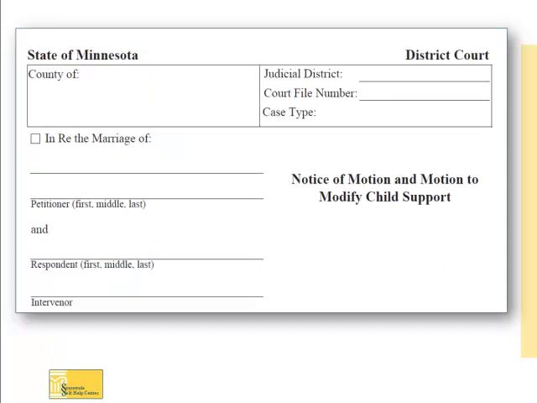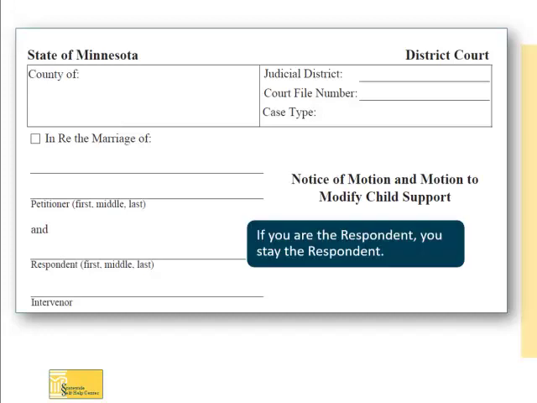Every court document called a pleading has something called a caption, as shown on the screen. The caption includes the parties' names, the county where the case is filed, judicial district, court file number, and the case type. The caption for a court case always stays the same. For example, if you are the respondent, you will always be the respondent. It does not matter if you are the person filing the motion. The same is true if you are the petitioner. You will always be the petitioner.